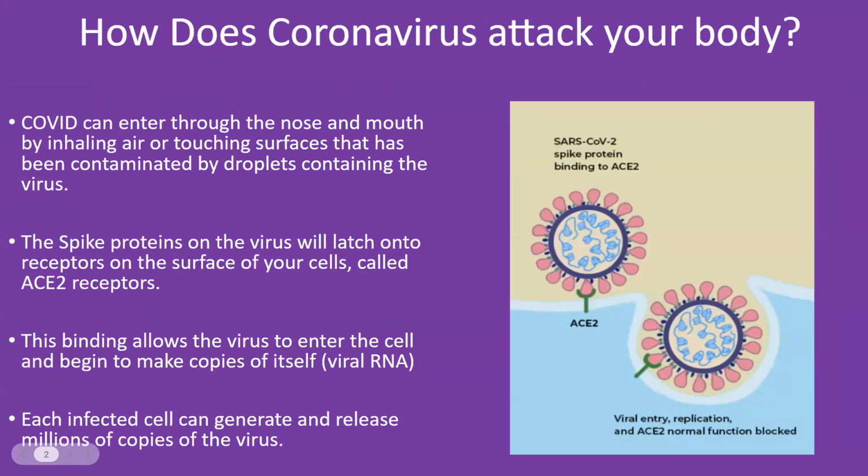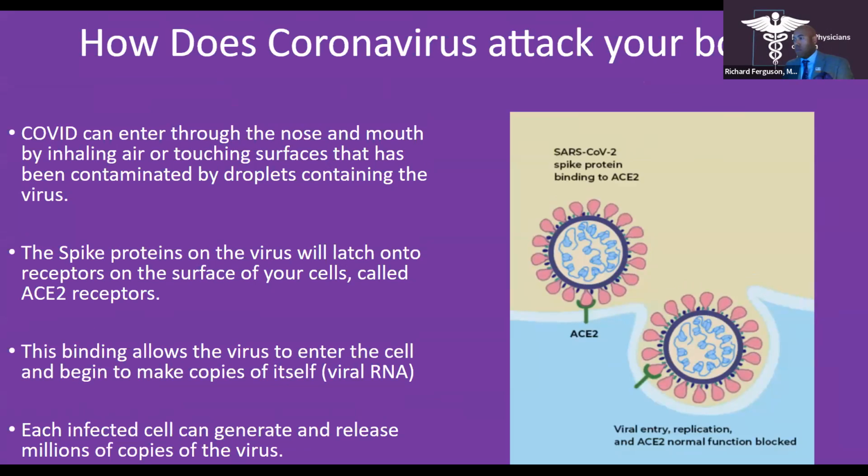Okay, so before we go into variants, I do want to give a brief summary on how viruses even attack our body, just so we have a better understanding of where the variants come from. Typically, viruses will attack our healthy cells and go inside the cell and make copies of itself. Specific to COVID, it enters through our nose or our mouth when we inhale air that has been contaminated by droplets containing the virus.